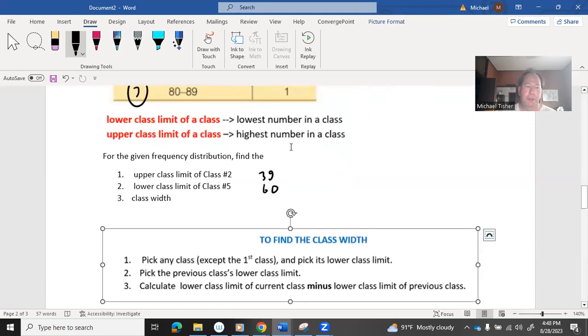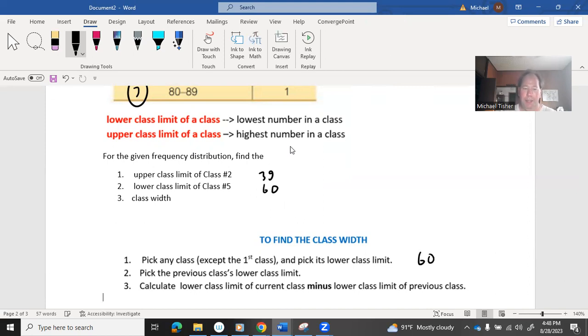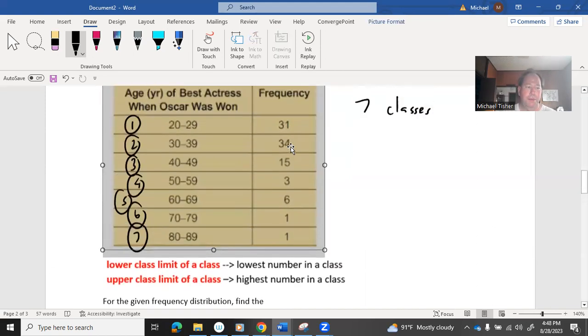So class width is a little bit more involved. There's 3 steps that we're going to follow here. First step, we'll pick any class except the first class and pick its lower class limit. Well, we did find the lower class limit of class number 5, which was 60. And so we'll go ahead and stick with that. So 60, and we'll go ahead and highlight that for emphasis.